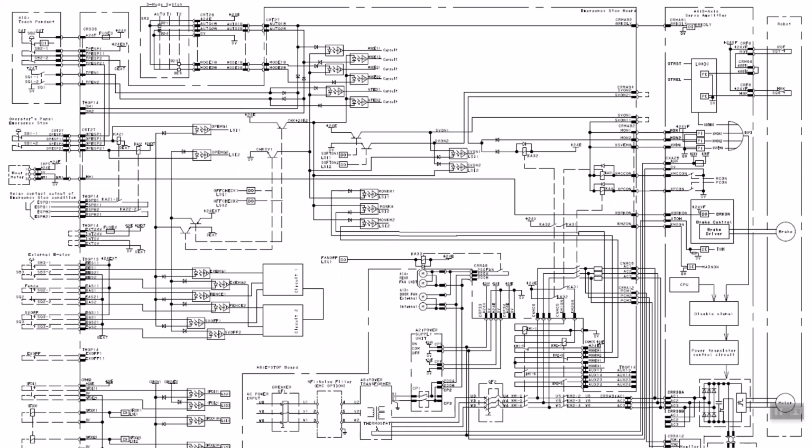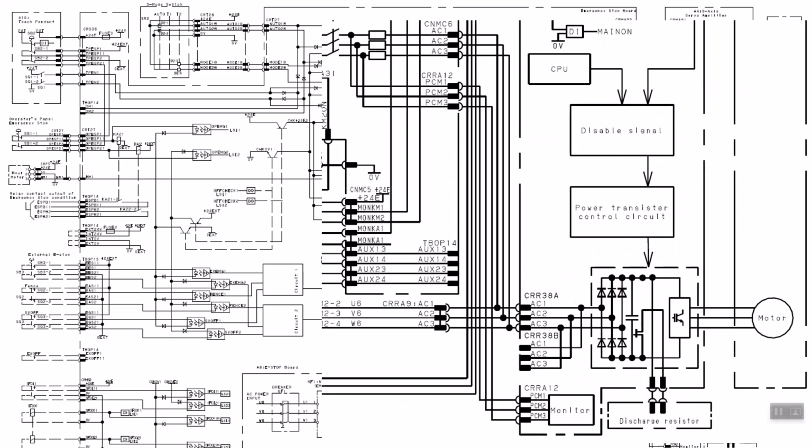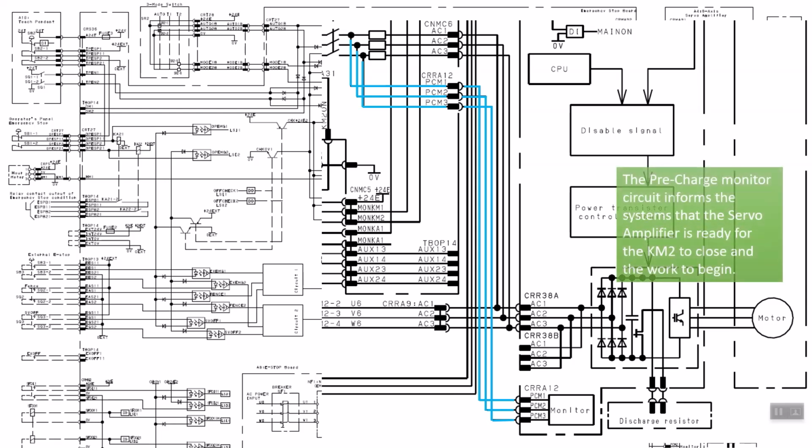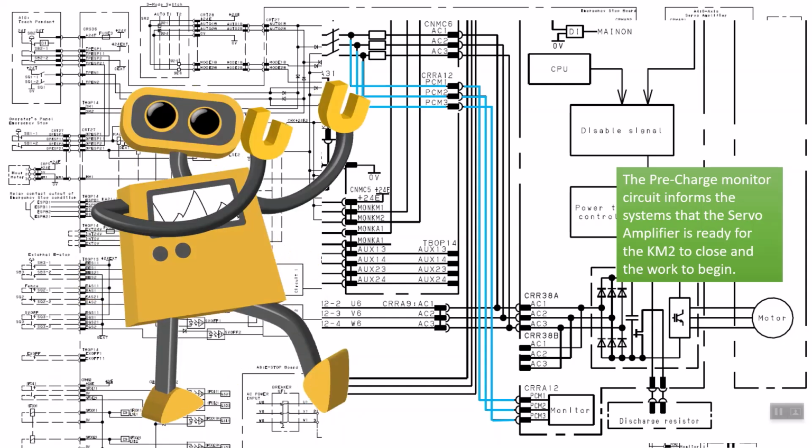CRRA12 is a three-phase output to the precharge monitor circuit on the servo amplifier. This circuit informs the system that the servo amplifier is ready for KM2 to close and for the work to begin.